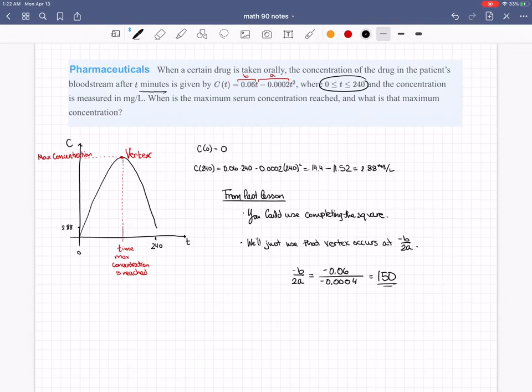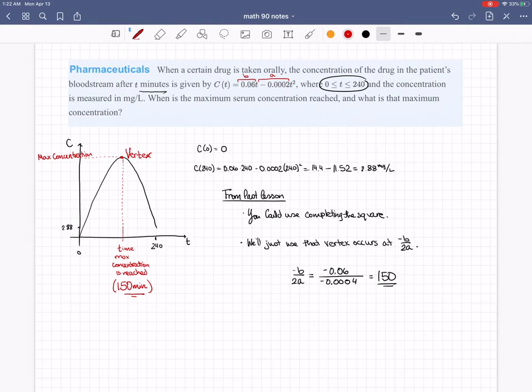So 150. So what we just found here, going back to our picture, is that 150 minutes after the patient takes the drug is when it reaches maximum concentration in their system. So for example, if this is a Tylenol-like substance, 150 minutes in is when the patient can expect to see maximum relief of their symptoms. Tylenol relieves things like fever, aches and pains. So about 2.5 hours after you take it is when the blood concentration is maximal.